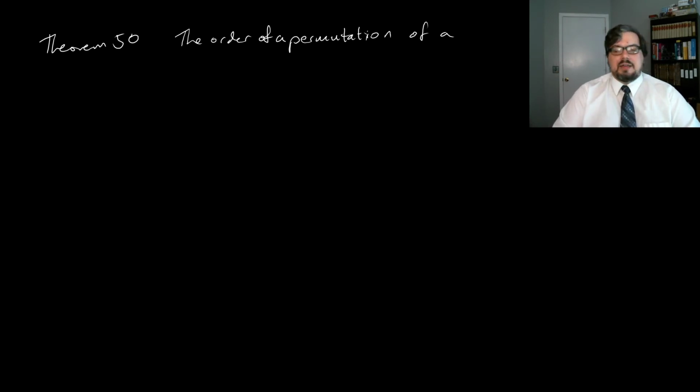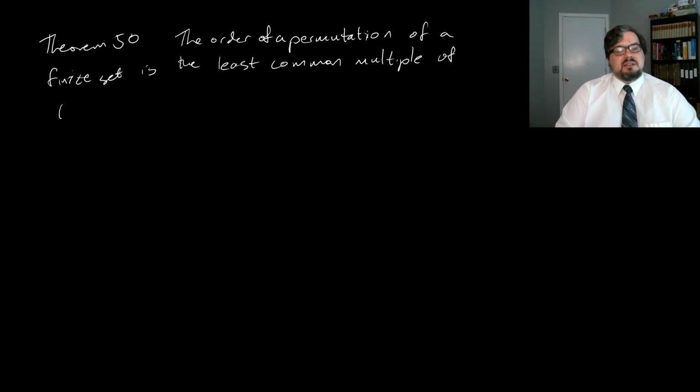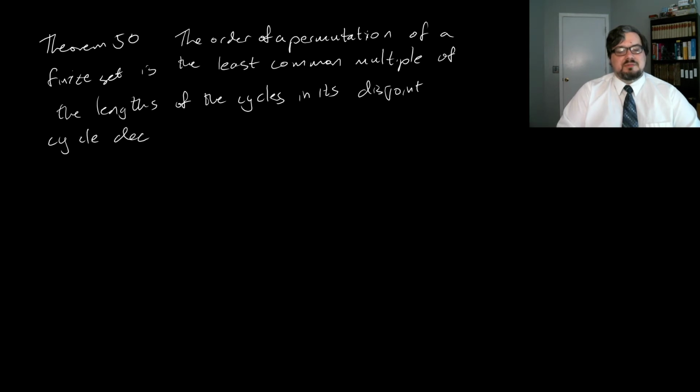So Theorem 50 is where we're looking, which says that the order of a permutation of a finite set is the least common multiple of the lengths of the cycles in its disjoint cycle decomposition.